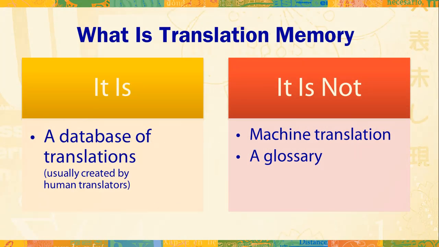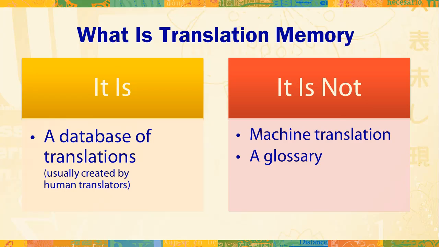In essence, translation memory is a database of translations usually created by human translators. The translators pair the English text that they're translating along with the translations that they enter in the target languages, and these then get stored so that they can be reused later on when the same source language text appears.